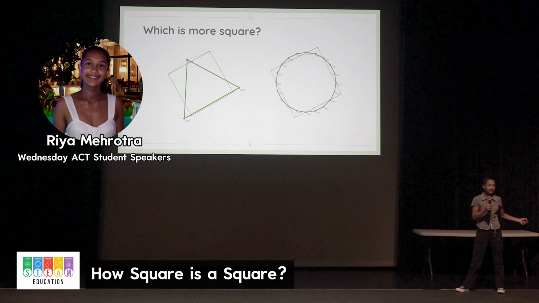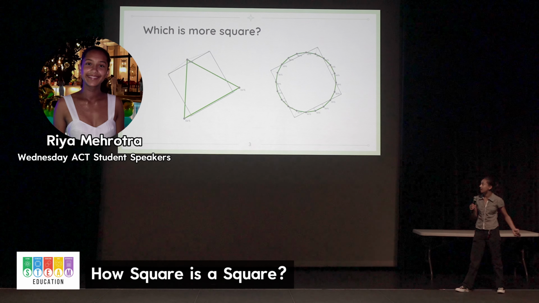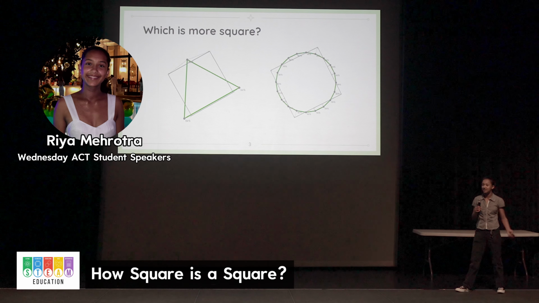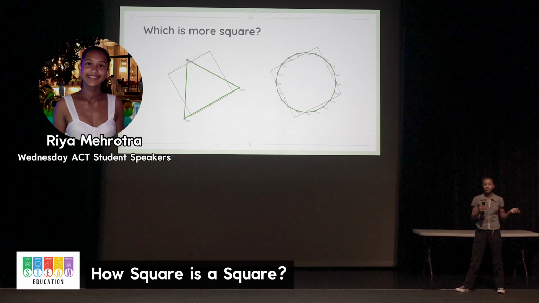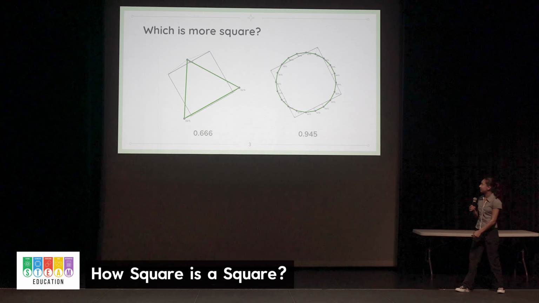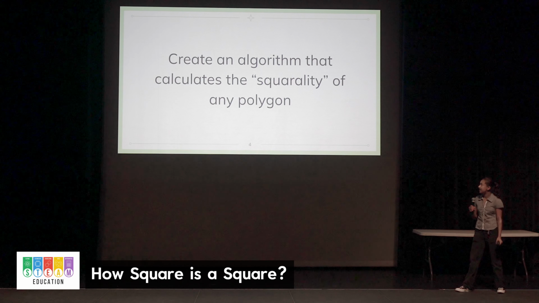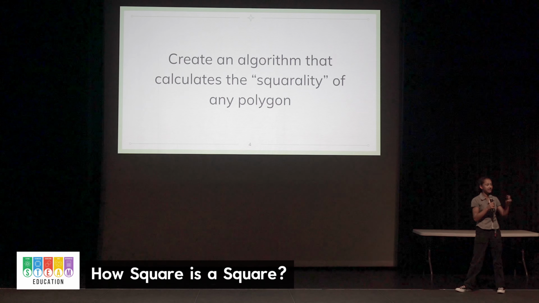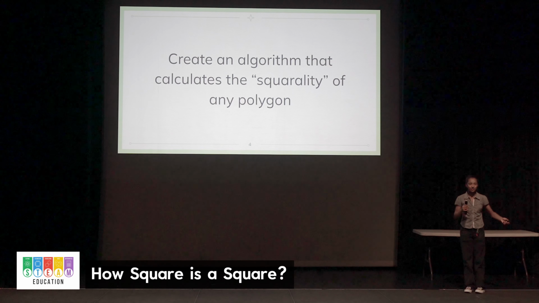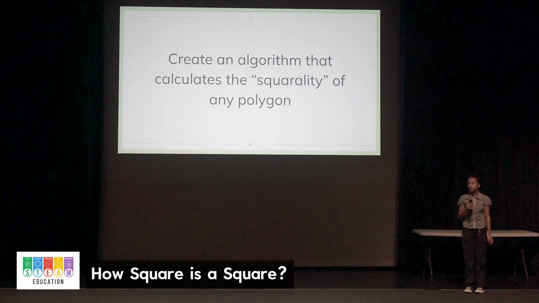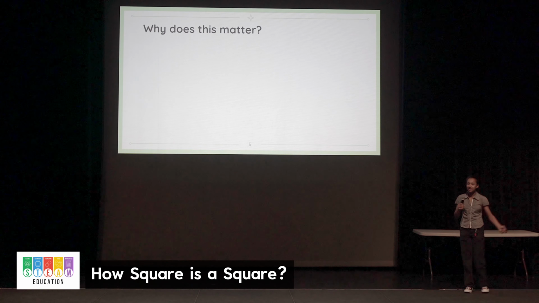My project is exploring all about this, seeing how square objects are and assigning them a value of how square different polygons are. I'm going to create an algorithm that calculates the squarality of a polygon, which is basically how square it is on a value from 0 to 1.